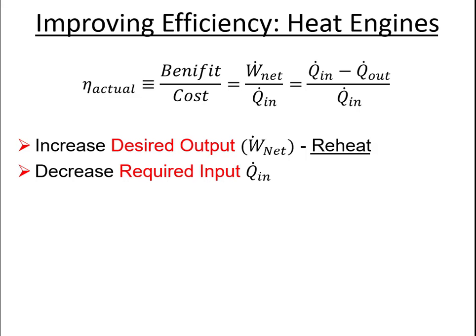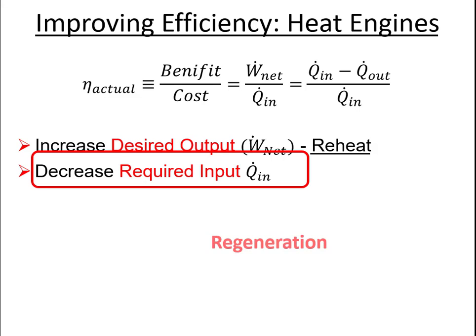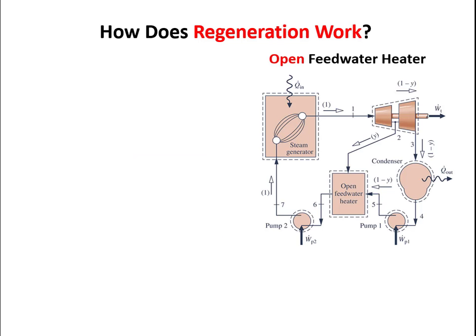So when we were talking about the reheat cycle, the way I think about it is increasing that net power that we develop by getting a high pressure and a low pressure turbine. But today in regeneration, we're going to talk about reducing the heat input to improve our thermal efficiency. And that's called regeneration. So in regeneration we still have a high pressure and a low pressure turbine.